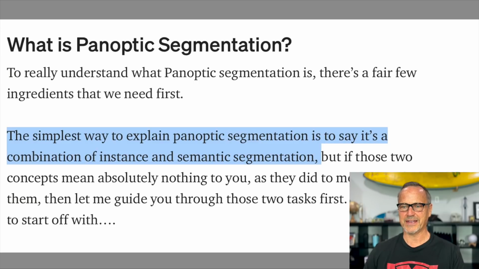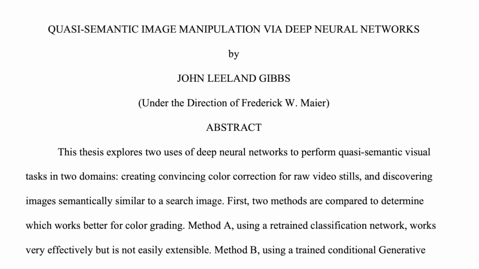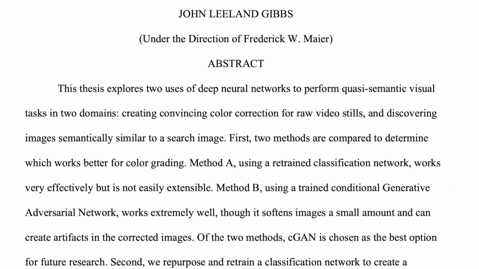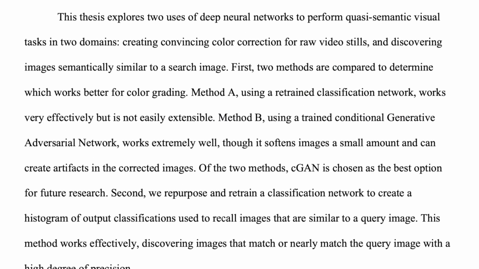All right, so let's really get into it here. Again, using this article, to really understand what panoptic segmentation is, there's a fair few ingredients we need first, and that is actually true. The simplest way to explain panoptic segmentation is to say it's a combination of instance and semantic segmentation. So the first thing we're going to do is talk about classification, but then also classification with segmentation, and then we're going to talk about semantic segmentation. And I have actually done a lot of work on semantics. I actually call it quasi-semantics, and I'll get into that a little bit. But if you're interested, my thesis document is online if you want to look at it, and it deals with what I call quasi-semantics in the visual domain.